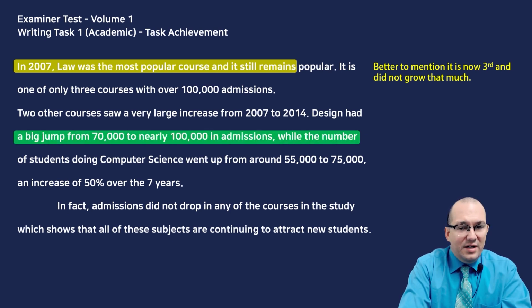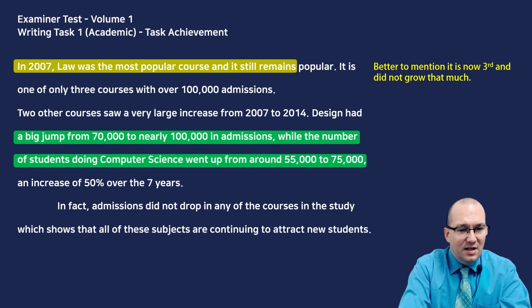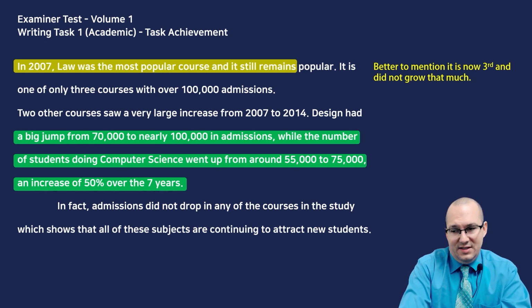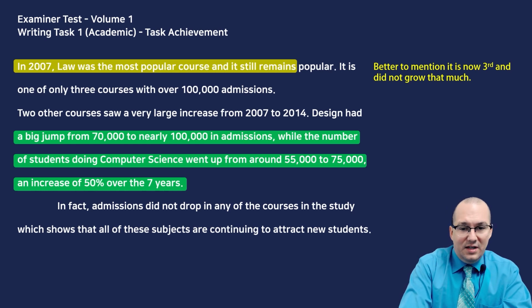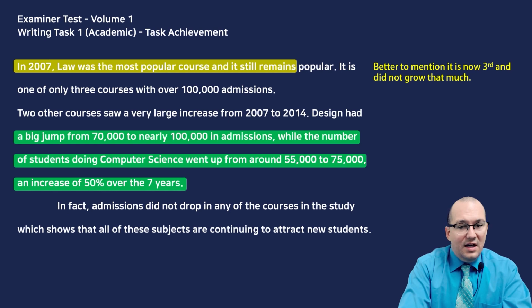And a big jump from 70,000 to nearly 100,000 in admissions, while the number of students doing computer science went up from around 55,000 to 75,000. Okay, an increase of 50% over the 7 years. This is absolutely fantastic, right? Because it talked about how much it increased, it gave the numbers, it's great. So this is a really good point to make here.